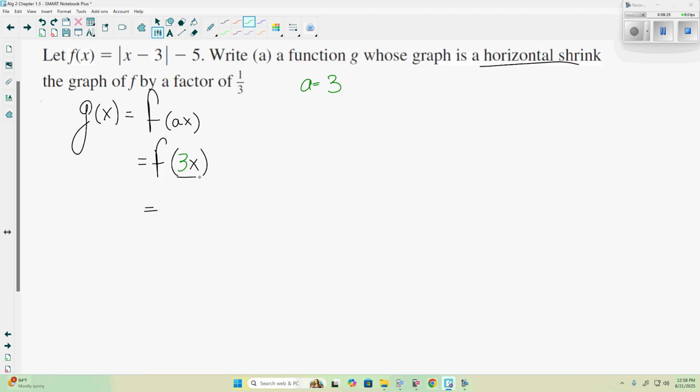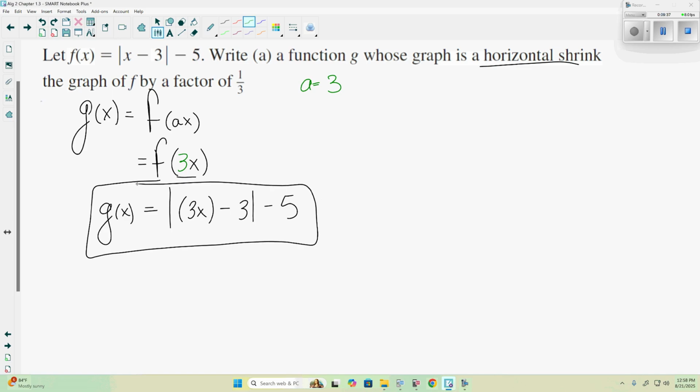We don't have f of x anymore. We have f of 3x, which means every x in the function has to be replaced with 3x. Well, we wouldn't leave it like that. We need to get rid of the parentheses around the 3x because we don't need them. There's nothing being applied to it. It's just absolute value of 3x minus 3 minus 5. That's it. Questions on this here? Questions on anything we've done so far?